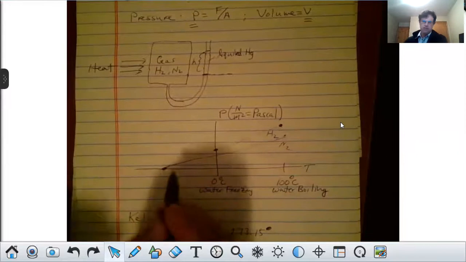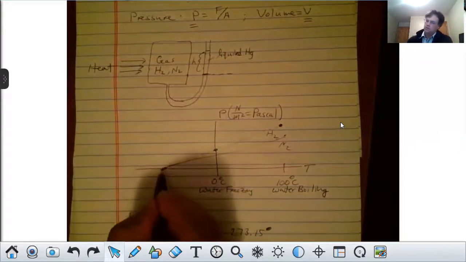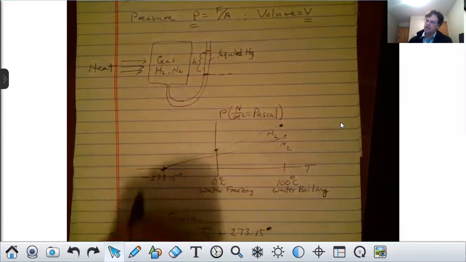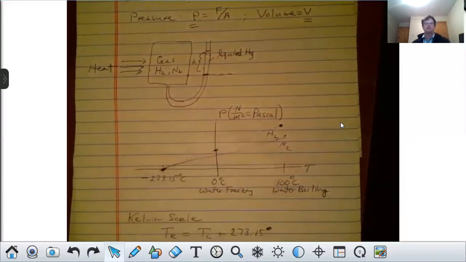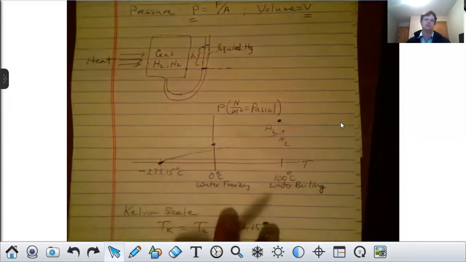But what happens is if you extrapolate it back for any of these gases, you come to zero pressure at about negative 273.15 degrees Celsius. So that point we call absolute zero. You can't get any lower temperature than that. You've stopped all of the atoms from moving. There's zero pressure. And this is our defining point for the Kelvin temperature scale.